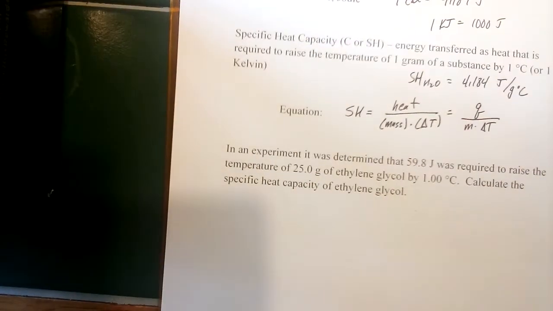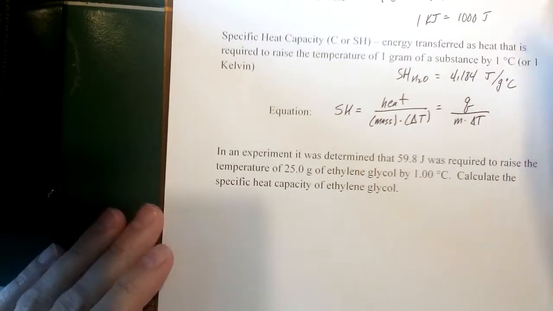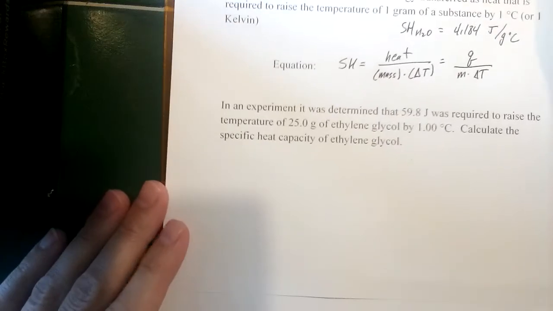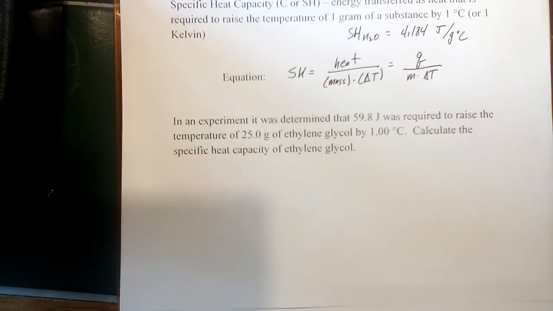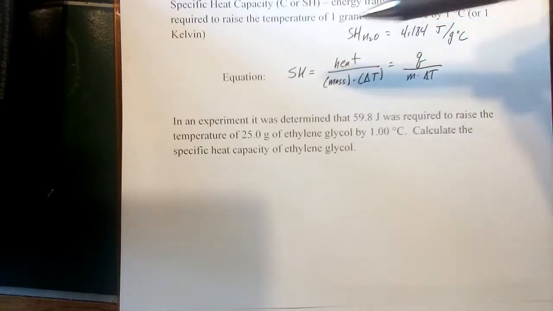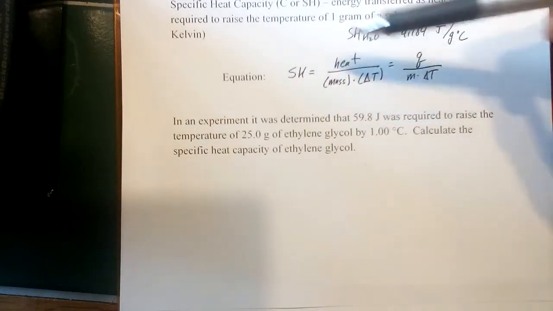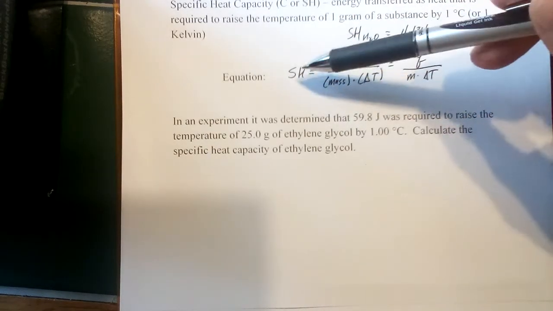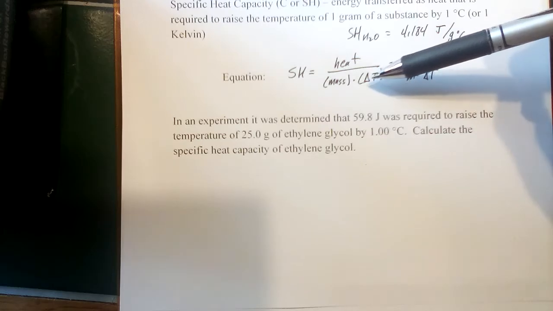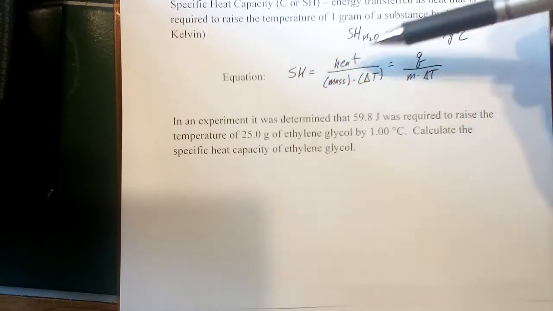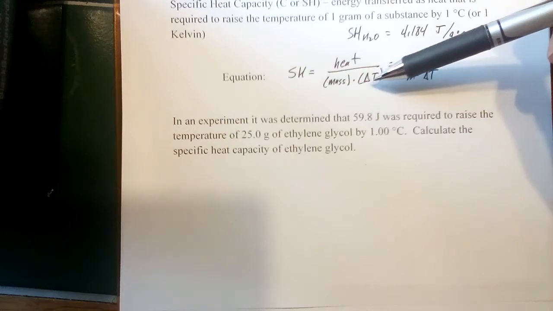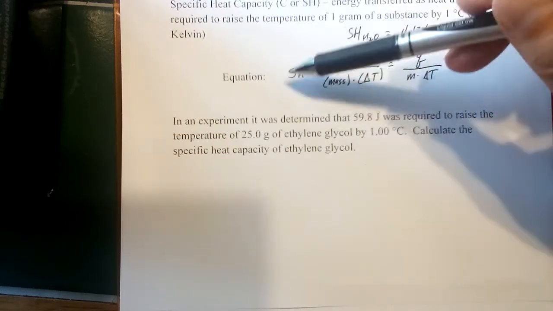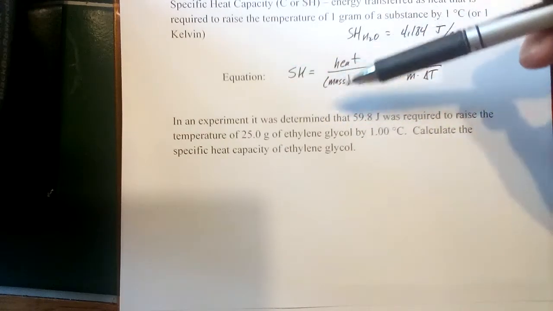All right, so moving on here to some of the problems related to specific heat capacity. But quick, before we do the example problem, let's just evaluate this equation a little bit. If we look at this equation, there are four different variables: the specific heat capacity, the amount of heat transferred, the mass of the sample, and the change in temperature.